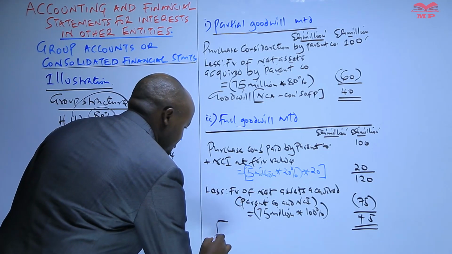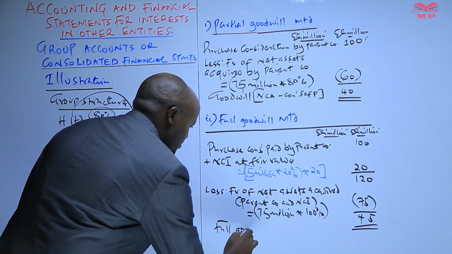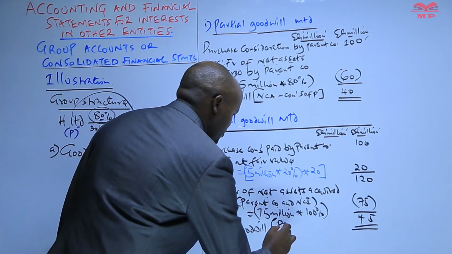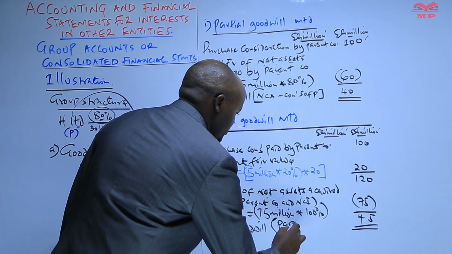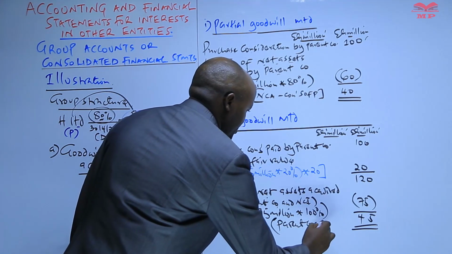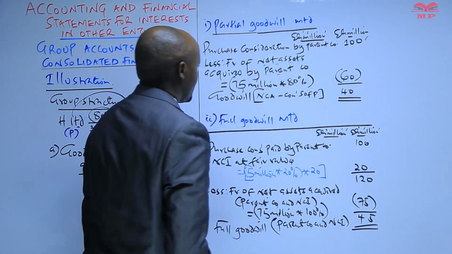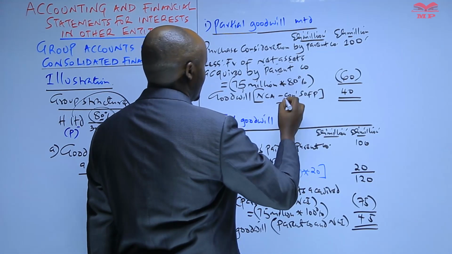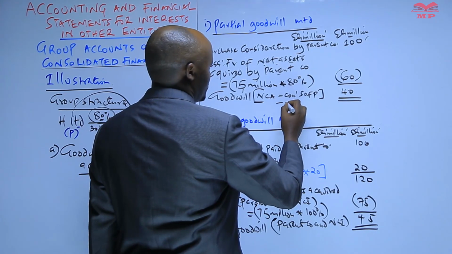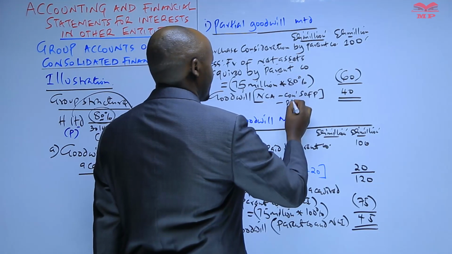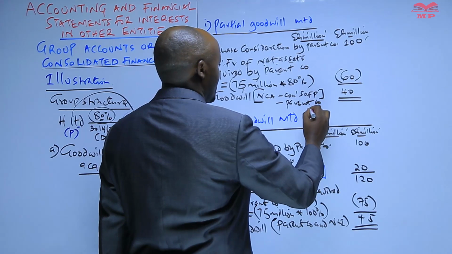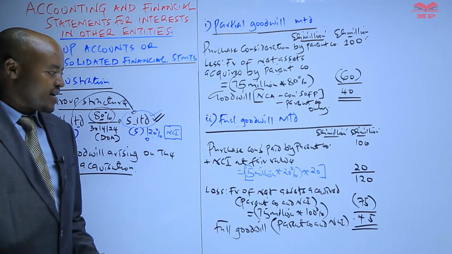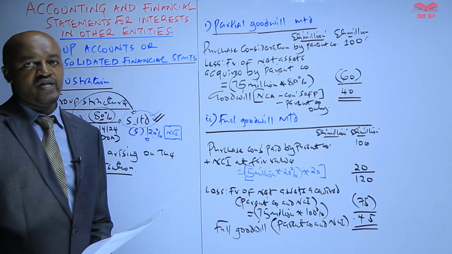So this 45 million, this one we refer to as the full goodwill. The reason why you refer to it as the full goodwill is because this is the goodwill attributable to the parent company and also attributable to NCI. Remember, this particular goodwill here, which we have determined under the partial goodwill method, is a goodwill attributable to the parent company only. But this is the goodwill attributable to both the parent company and also the non-controlling interest.